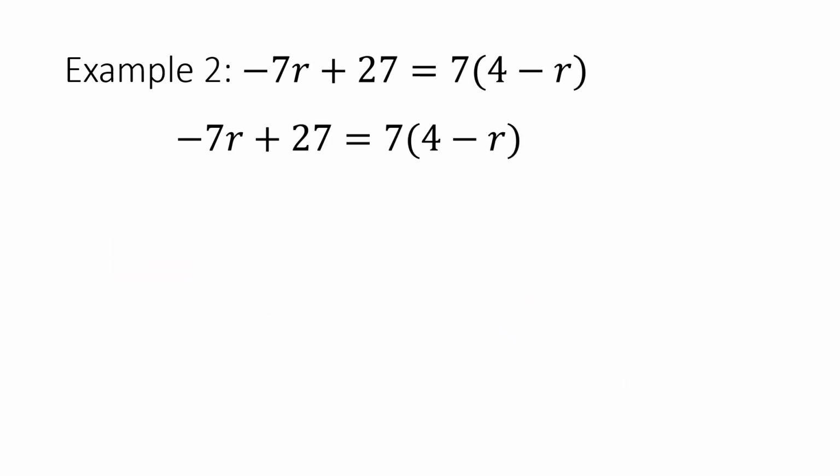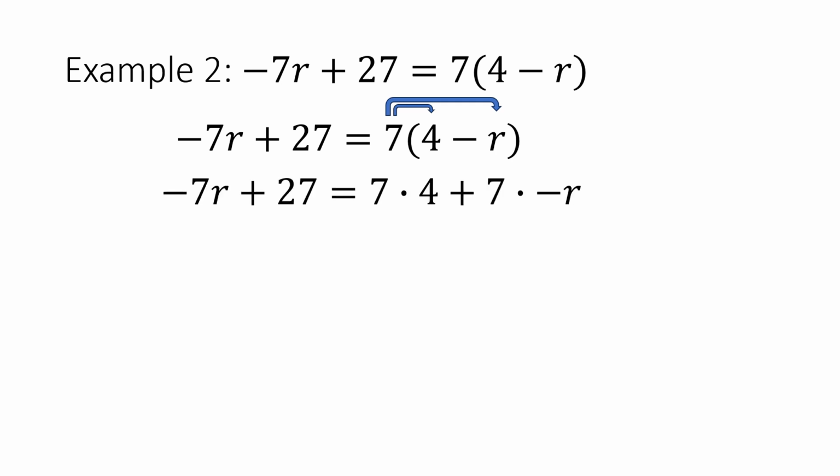This time the left side of my equation is simplified. I have a negative 7r plus 27. Can't do anything with that. And then I do have parentheses on the right side of my equation, and so I'm going to do the distributive property again, which means I'm going to do 7 times 4, and then 7 times negative r. I'm going to show that step here, and now I'm going to actually do the simplification.